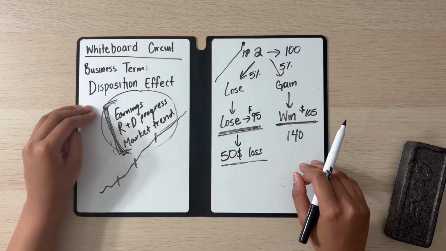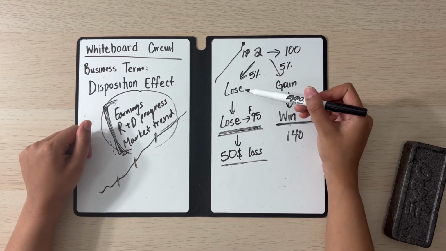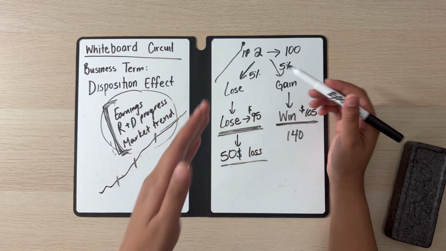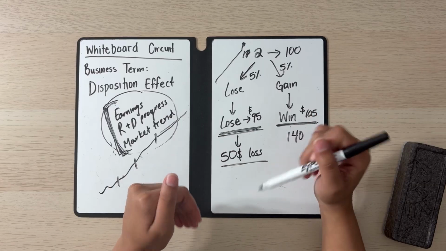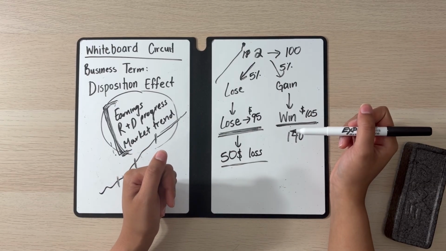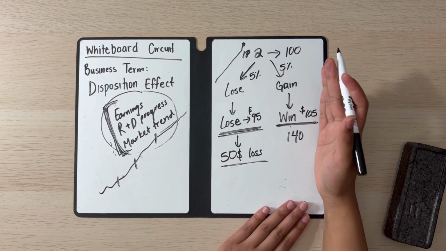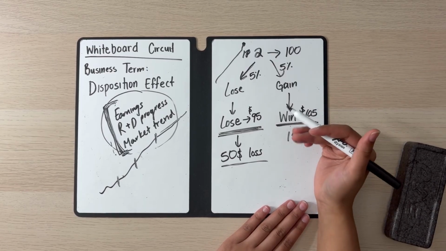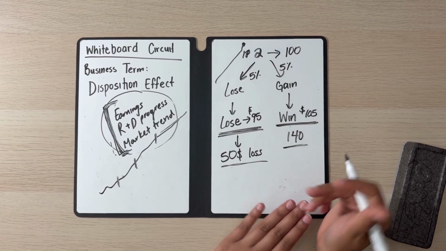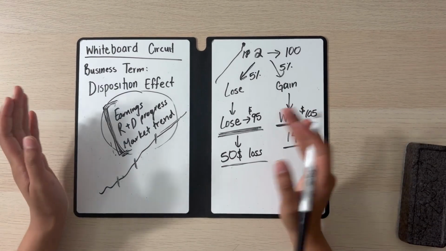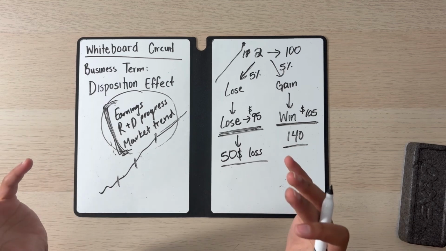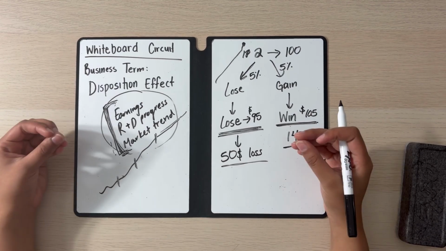So that's what the disposition effect is. Essentially, we keep our losing investments longer than we should in hopes that they will go up. And we sell our gaining investments too early because we get excited at the profit and we don't want to risk it. So a lot of these terms I talk about are very heavily based on your emotion.